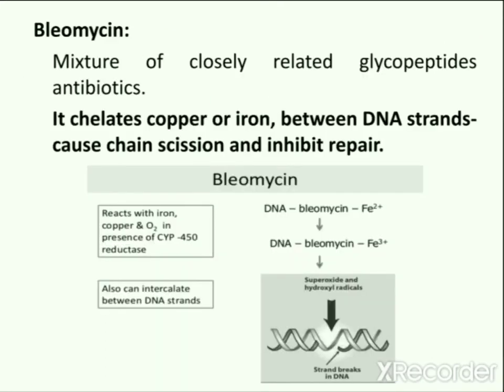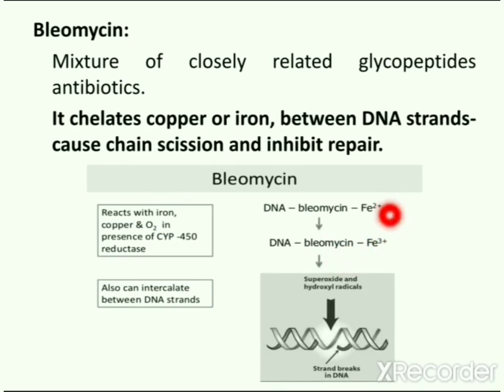Bleomycin is a mixture of closely related glycopeptide antibiotics. It acts through binding to DNA, which results in single and double strand breaks following free radical formation and inhibition of DNA synthesis. It chelates copper or iron between DNA strands and causes chain scission and inhibits repair. The DNA fragmentation is due to oxidation of a DNA bleomycin Fe2+ complex to DNA bleomycin Fe3+ complex. In this conversion, electrons are liberated, which react with oxygen to form radicals which cause strand breakage.